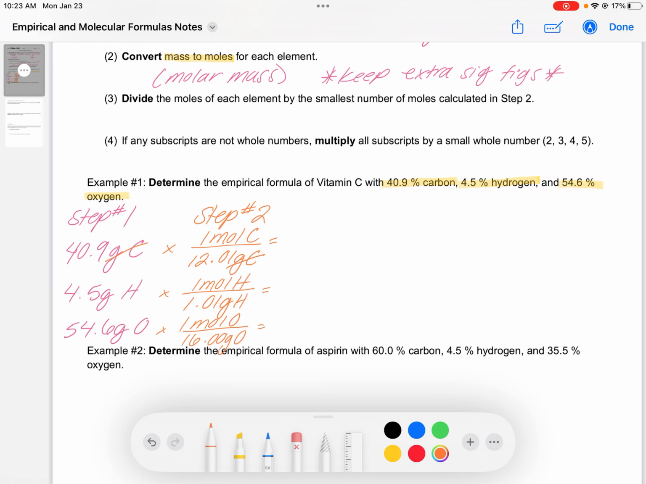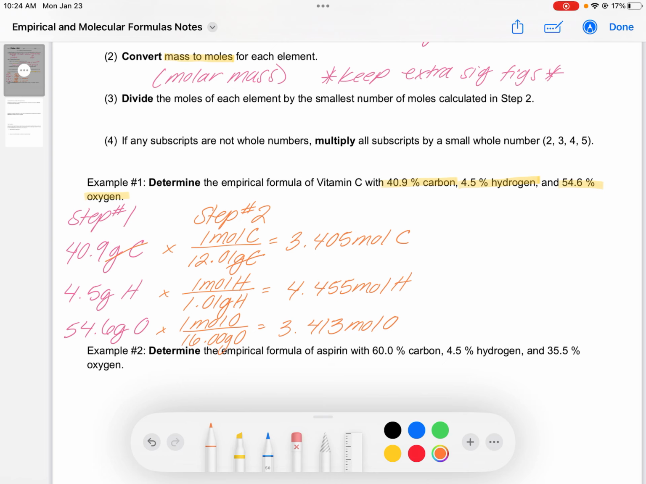I'm going to play out these calculations, so I'm going to solve them. And when I divide 40.9 by 12.01, I get 3.405 moles of carbon. And I'll work through the rest of them. Feel free to pause and solve these on your own, or at least check my answers. So this is what I got when I did that calculation.